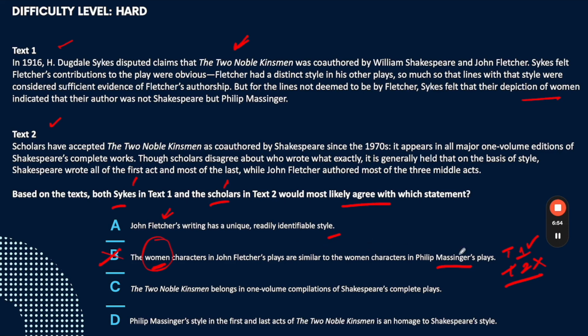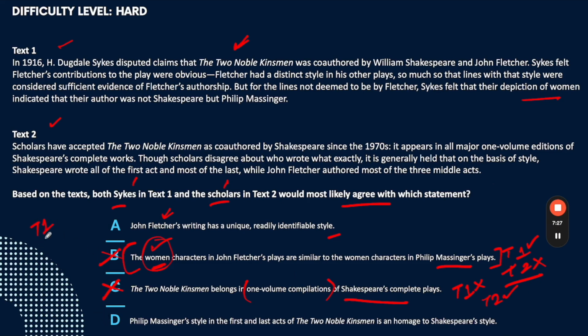I will not get into the meaning of the option and further detailing as to what exactly they are saying, because it's not required. As soon as I see the mention of women, which is only a part of text 1, I can eliminate it straight up. Let's go to C now. The Two Noble Kinsmen belongs in one-volume compilations of Shakespeare's complete plays. Now remember, this mention of one-volume compilations, that's a part of text 2. So here text 1, no, and text 2, yes. And because of this reason, I'm going to eliminate this.